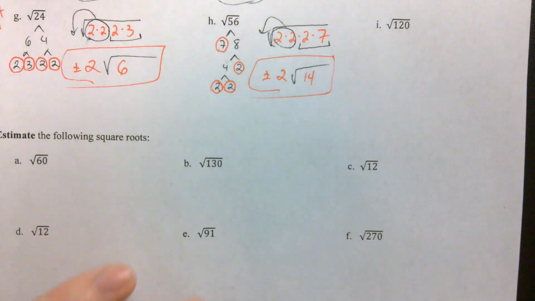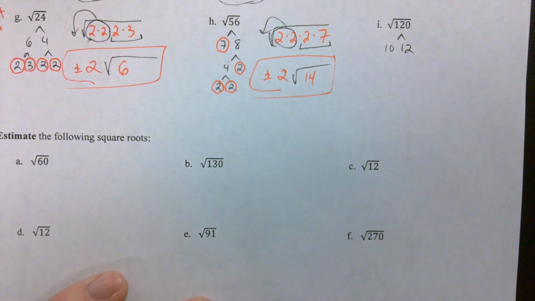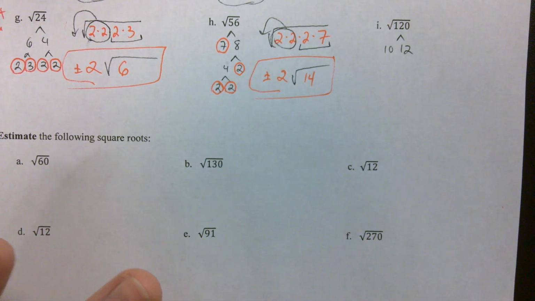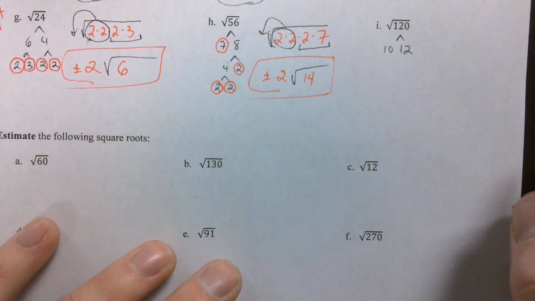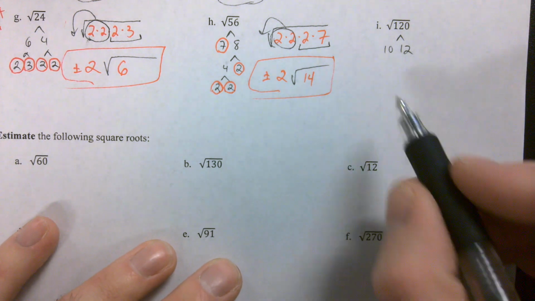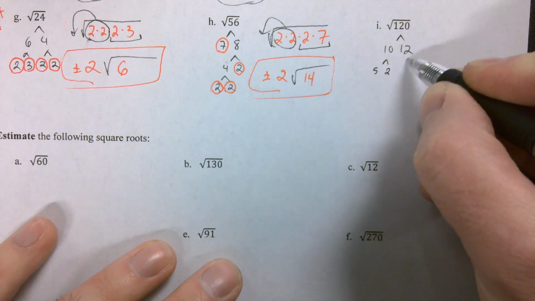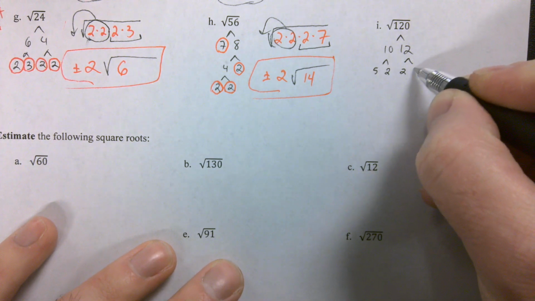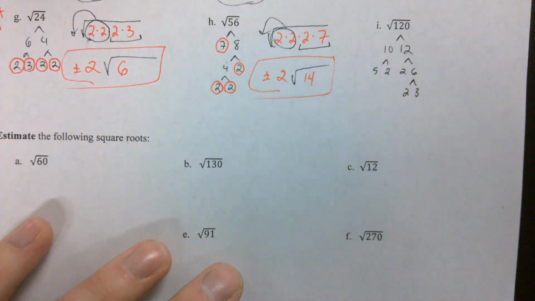Now 120. How can I split up 120? 10 and 12. You could do 2 and 60. You could do 3 and 40. You could do 4 and 30. 10 times 12 is probably the easiest. All right? 10 is just 5 times 2. 12 is just 2 times 6. And 6 is 2 times 3.